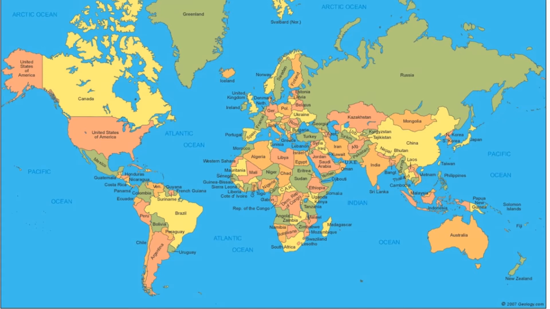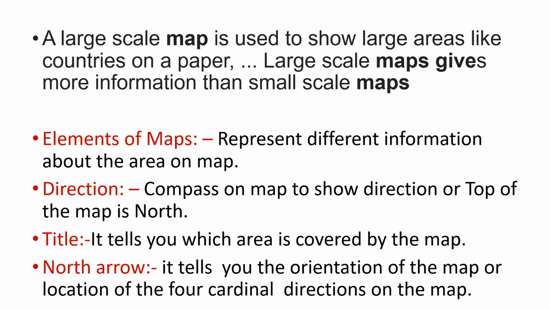A map is very easy to carry around and is a quick and convenient reference for people. A large-scale map is used to show large areas like countries on paper. Large-scale maps give us more information than small-scale maps.